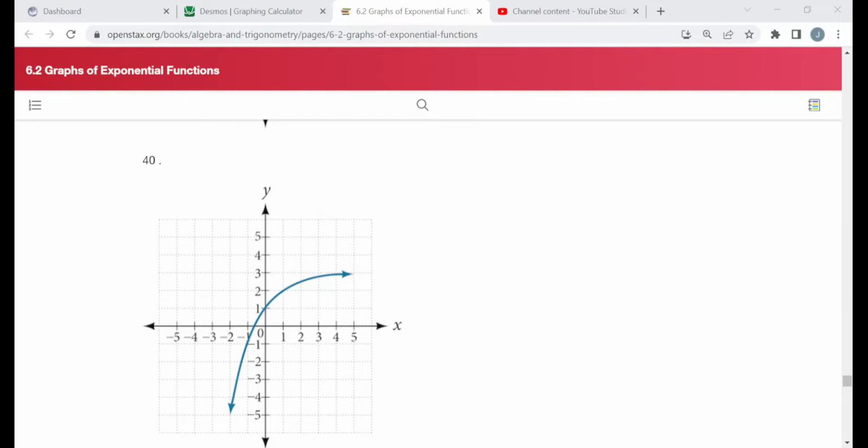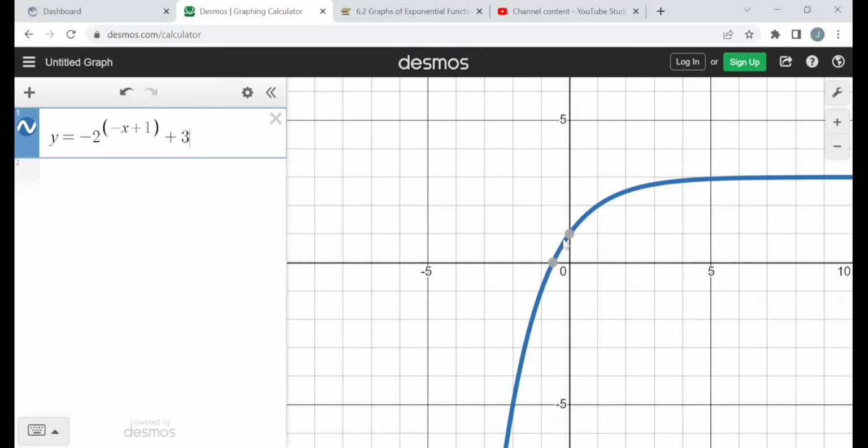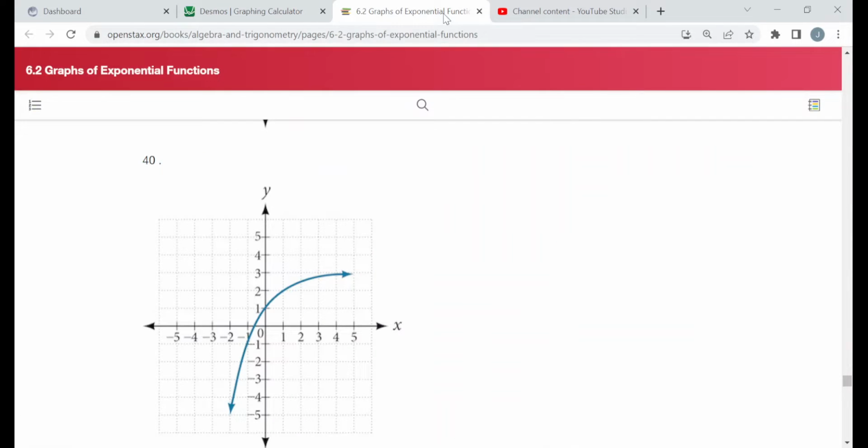All right. So back on Desmos, we have y equals negative, and then 2 raised to the negative x plus 1 power, and then plus 3. And look, there's 0, 1. Here's 1, 2. You got negative 1, negative 1, and it's increasing, the asymptote is y equals 3. Looks exactly the same as the graph they had here. It's exactly the same. Alright, and again, I know it's a lot, but you got to know your transformations really well.